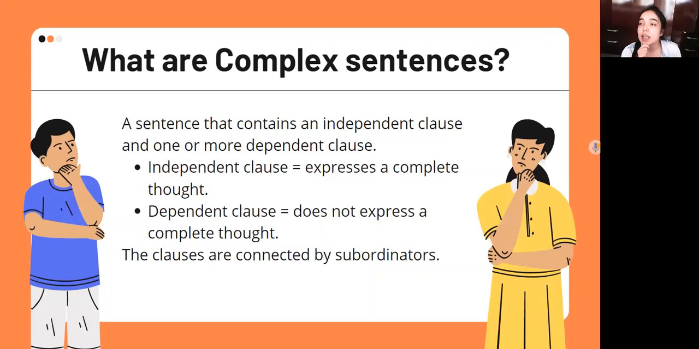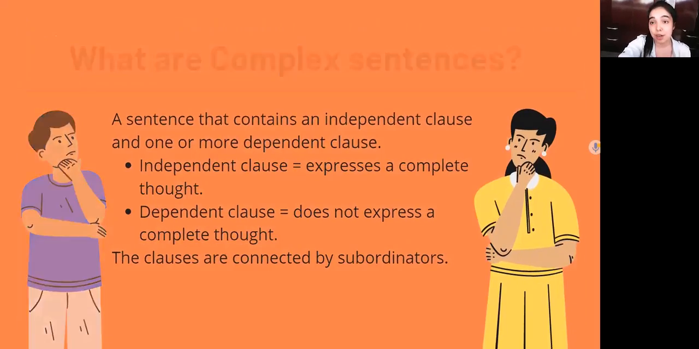An independent clause expresses a complete thought, so that means that it can stand by itself. Dependent clauses, on the other hand, do not express a complete thought, so they need the independent clause to express a complete meaning. We also have different types of subordinators and dependent clauses. We have three: noun clauses, adverbial clauses, and adjective or relative clauses. But today we are going to focus only on two of them, noun and relative clauses. And for that, we are going to do a very detailed analysis of different sentences.